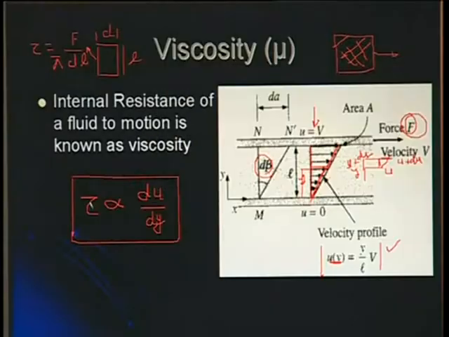Just for repetition, I have repeated here how we get the shear stress. Shear stress is equal to tangential force or shear force divided by shear area, which is proportional to du over dy, and with the constant, tau is equal to mu du over dy.